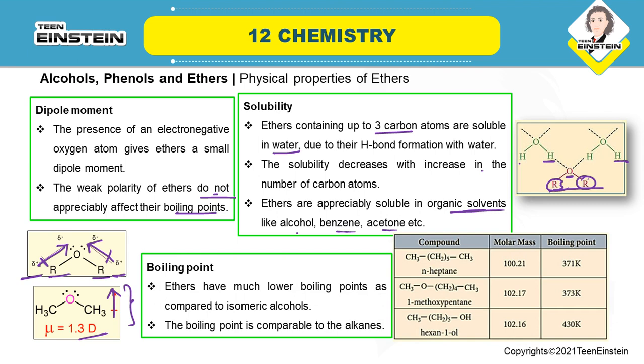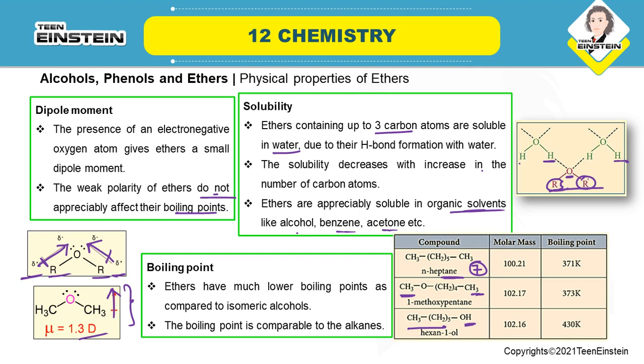See, here we have taken N-heptane. So total number of carbon is 7. Then we have taken 1-methoxypentane. So one side of ether there is a methyl group, another side we have pentane. That means total 5 carbon. And the third molecule is hexan-1-ol. That means a 6 carbon linear chain. Then there is OH. But why have we taken these molecules?